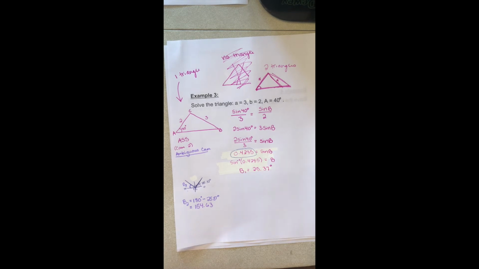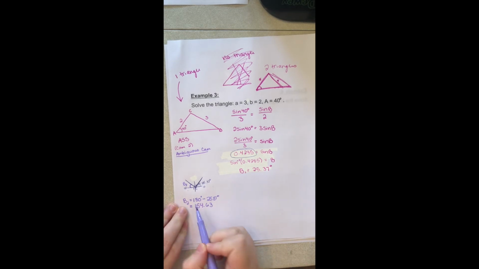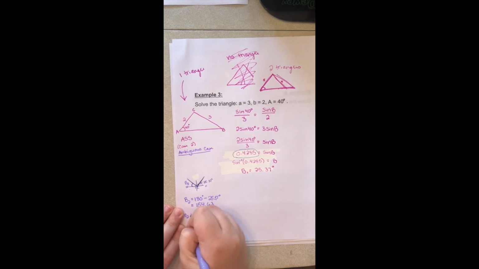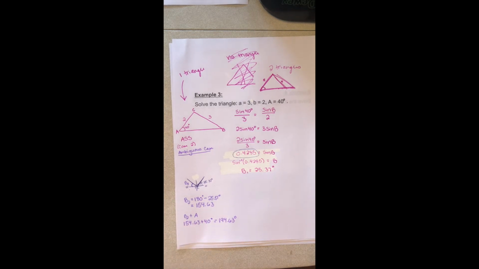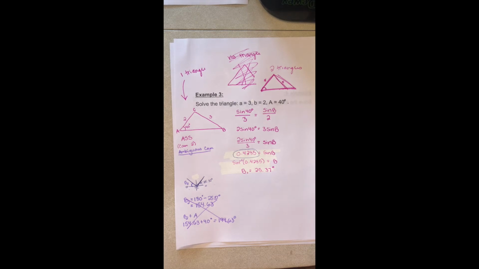The question we have at hand is, could that actually be another angle that was formed by B? In order to check that, we're going to go up and we're going to add angle B2 to that angle A that we were given. So I want to know what this 154.63 plus 40 degrees would be. That gives me 194.63 degrees. Do I even have enough degrees left in my triangle to come up with an angle C? No. So I don't have a second triangle. I have one triangle and one triangle only.